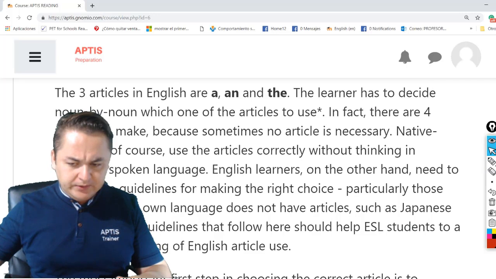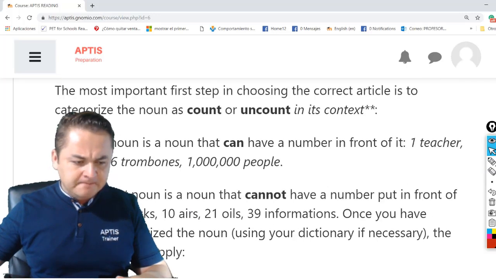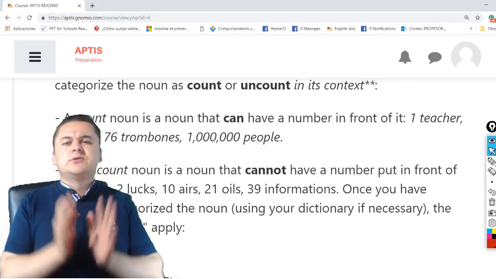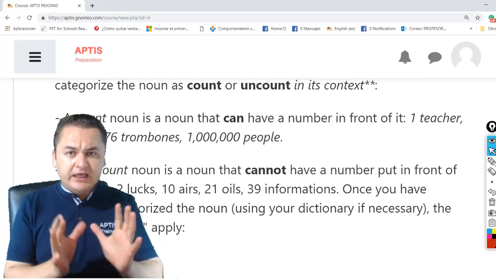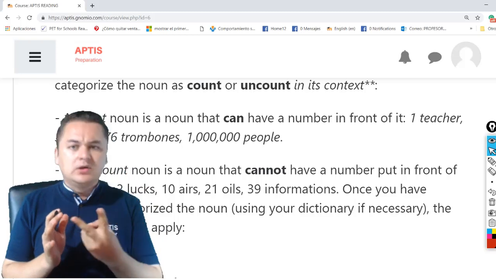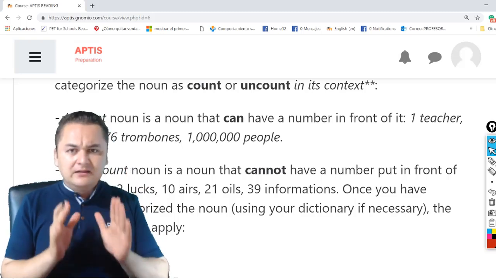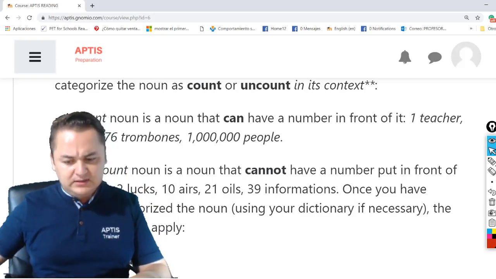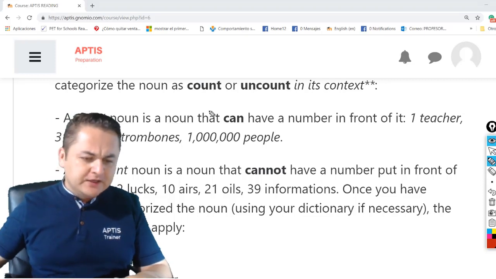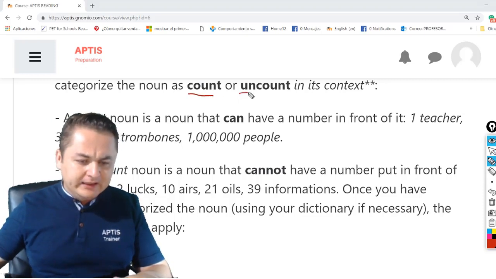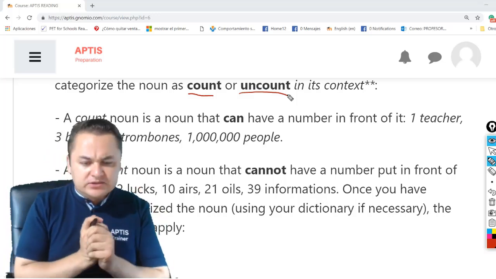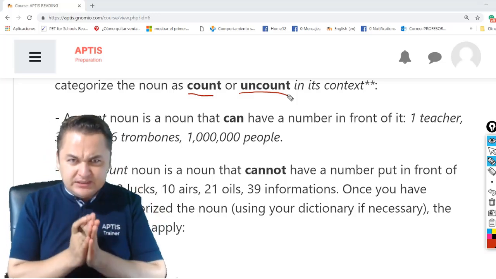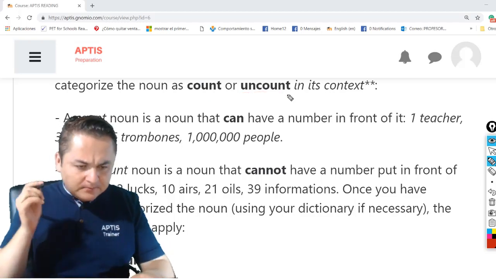So I am going to start describing the rules here, and in order for me to describe these rules effectively, you are going to understand and differentiate two concepts, two vital concepts, two important concepts. The first one is when a word is either a count or uncount or non-count word. So let us pay attention to these closely here.